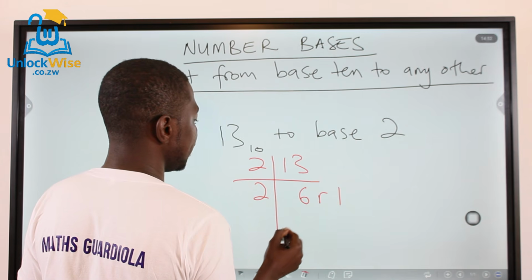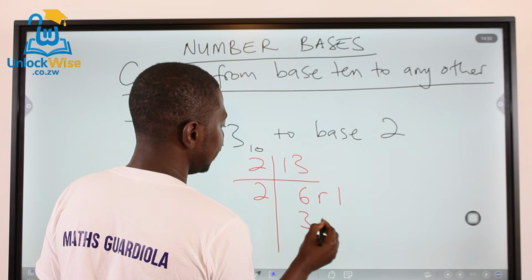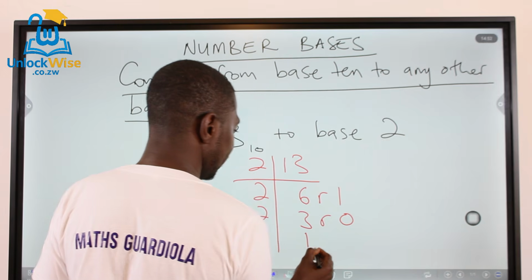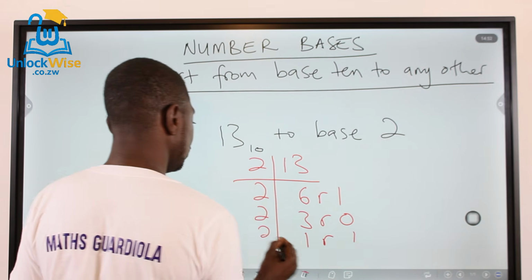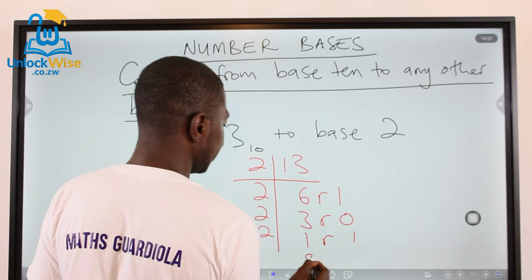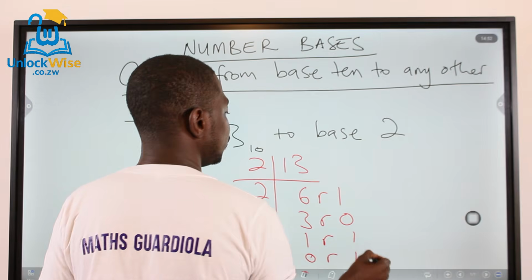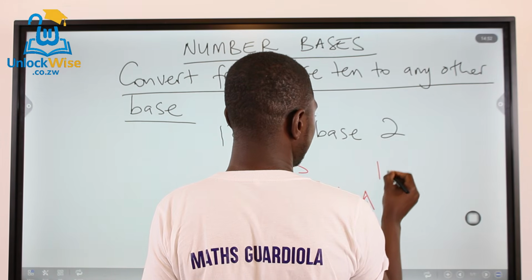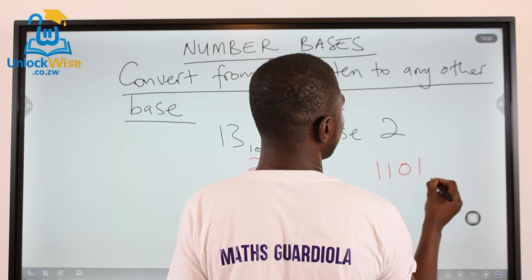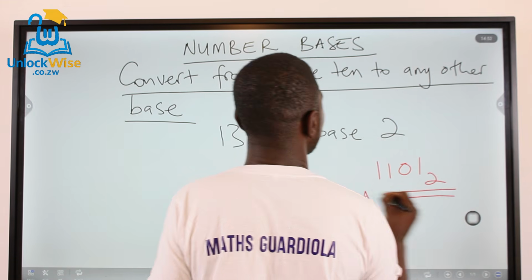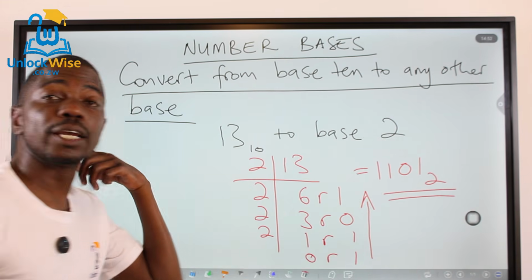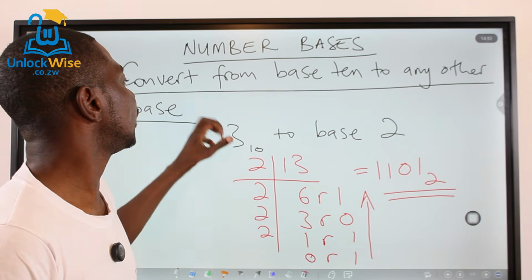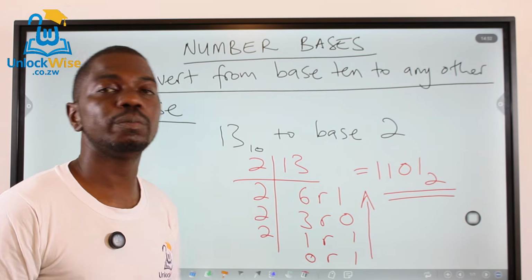2 into 6, we will get 3, remainder 0. 2 into 3, we will get 1, remainder 1. And 2 into 1, we will get 0, remainder 1. So we read our remainders upwards, we get 1, 1, 0, 1, which is in base 2. So this is how we express our number, which is in base 10, in base 2.